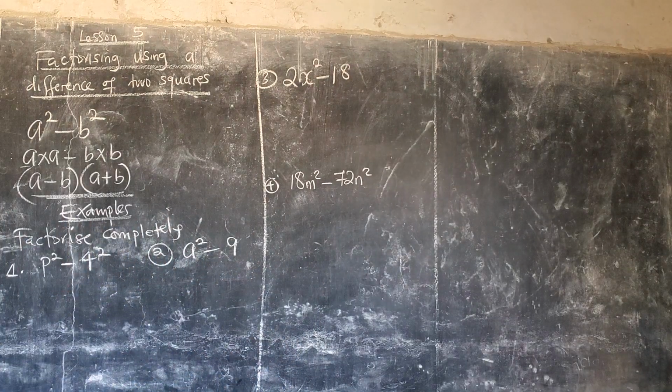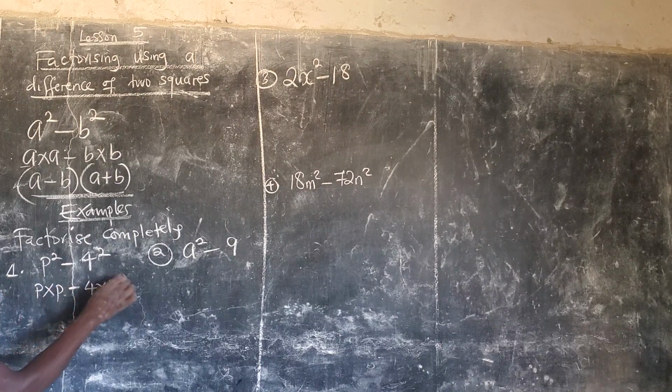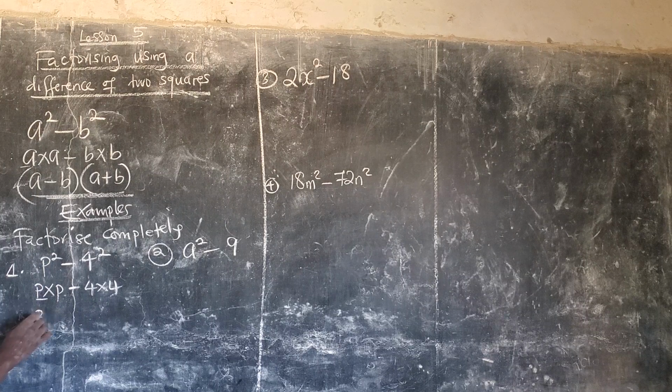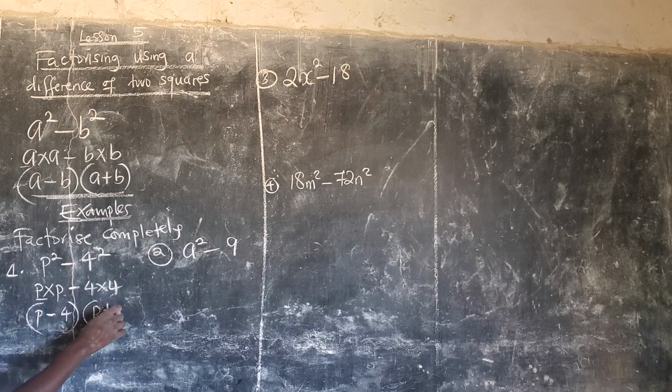Now let's look at the first one there. We are told to factorize this one. Both are squared, so simple. So it will just be p times p minus 4 times 4. You get p minus 4 and another p plus 4 as our answer. That is how we factorize.